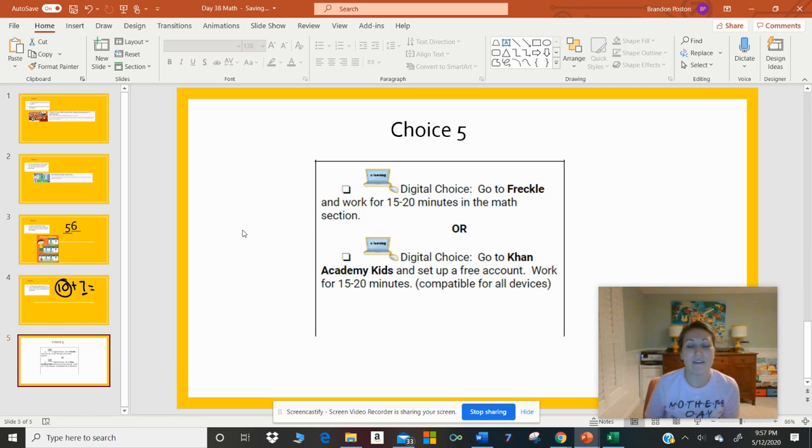And choice number 5 is your digital choice. You can go to Freckle and work for 15 to 20 minutes in the math section, or if you set up that Khan Academy, you can work there too.